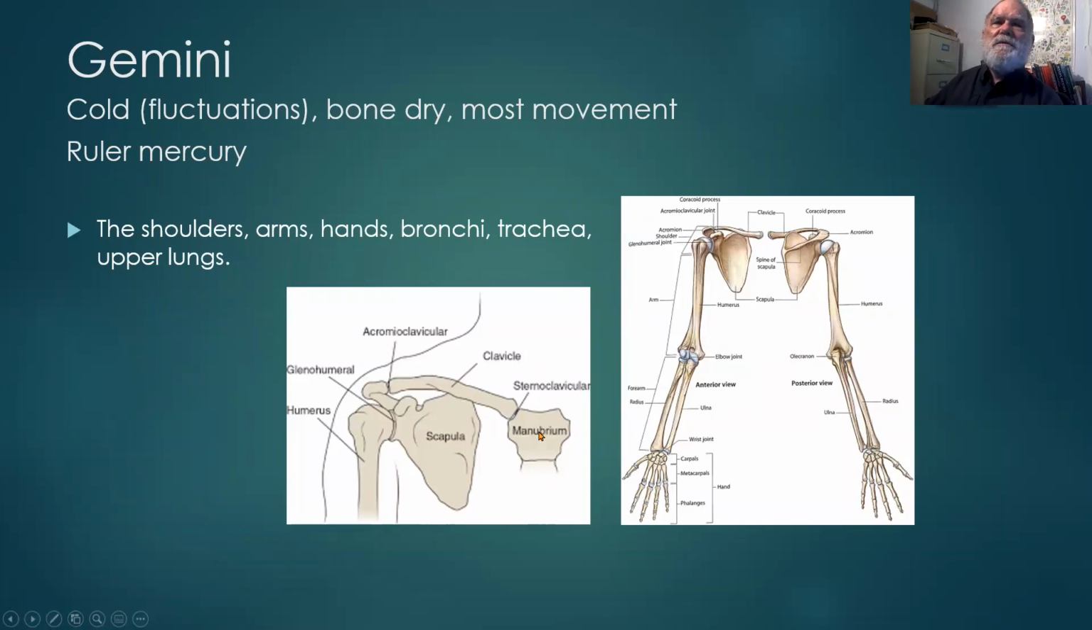I don't think it would be the bone in the manubrium. I don't think that bone would be Gemini. I think it's the paired bones, right? But not the ribs. The ribs, I believe, are Cancer.